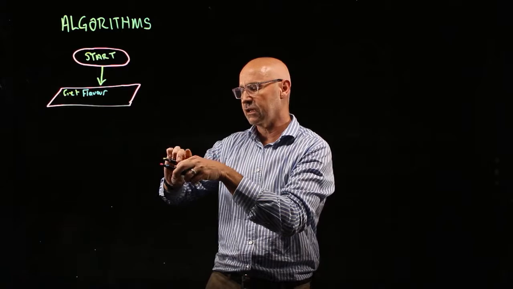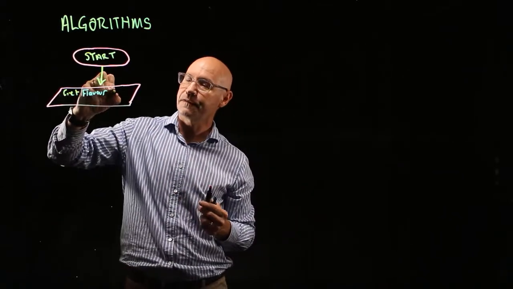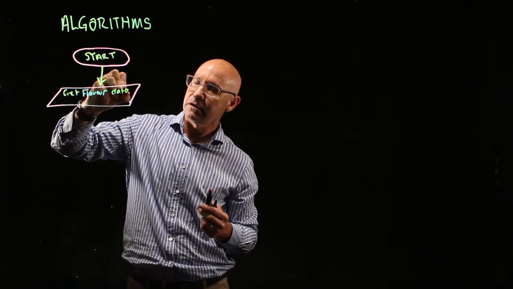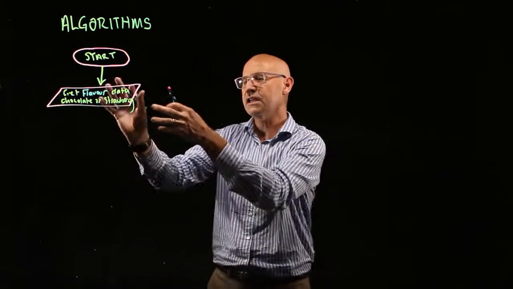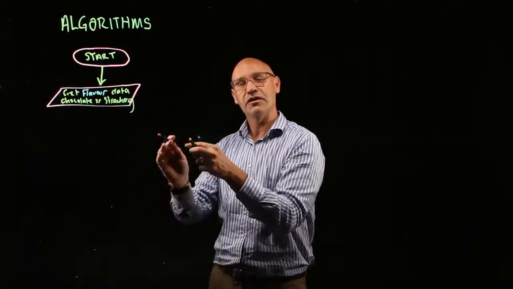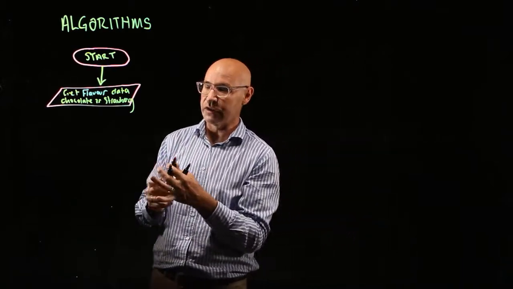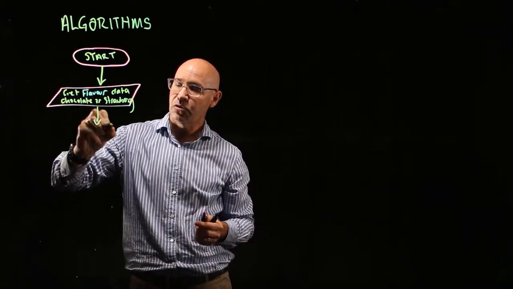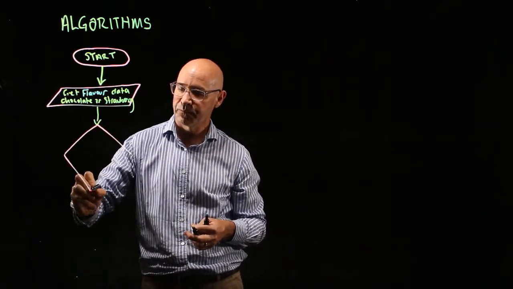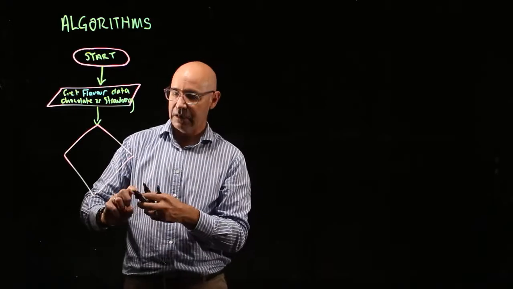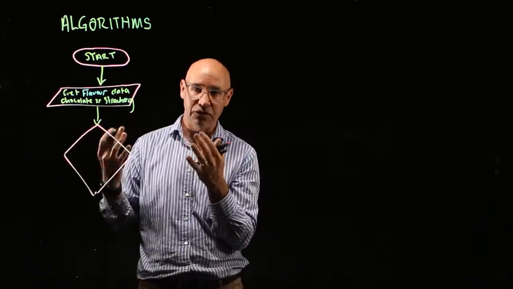Okay, so I've changed the colour there. Normally you would do it in bold or italics or something. Get flavour data from user, either chocolate or strawberry. So we're going to get that data, and the flavour is going to dictate the next steps, which is a choice. That's what we call a decision. A decision has this shape here. It's a diamond shape. Our decision here is what flavour did the user choose?